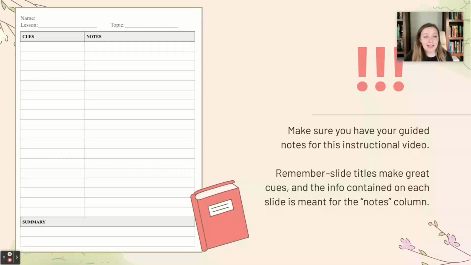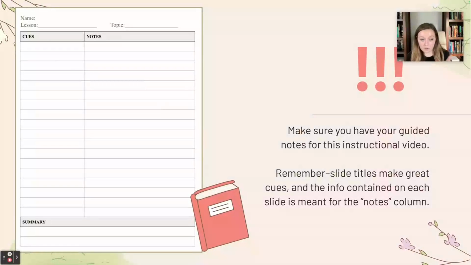And remember that slide titles make really great cues, and the information on each slide is really meant for the notes column. You can go as in-depth as you want. You can color code, you can go crazy. But remember that your guided notes are meant to be a resource for your big summative tests.